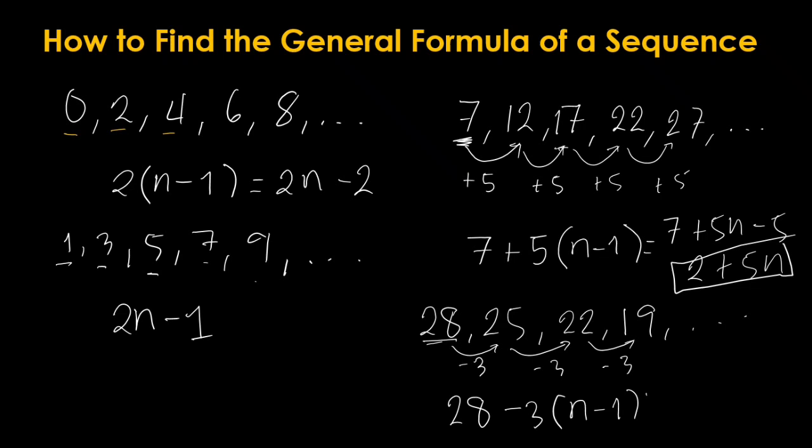You can also simplify this. This is 28 minus 3n plus 3. So 28 plus 3 gives you 31 minus 3n.